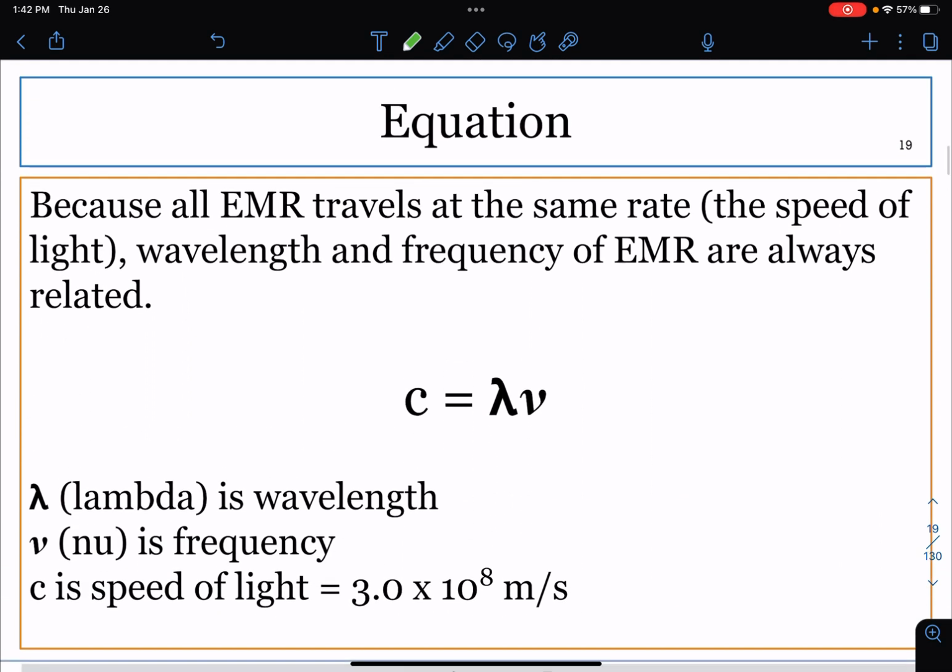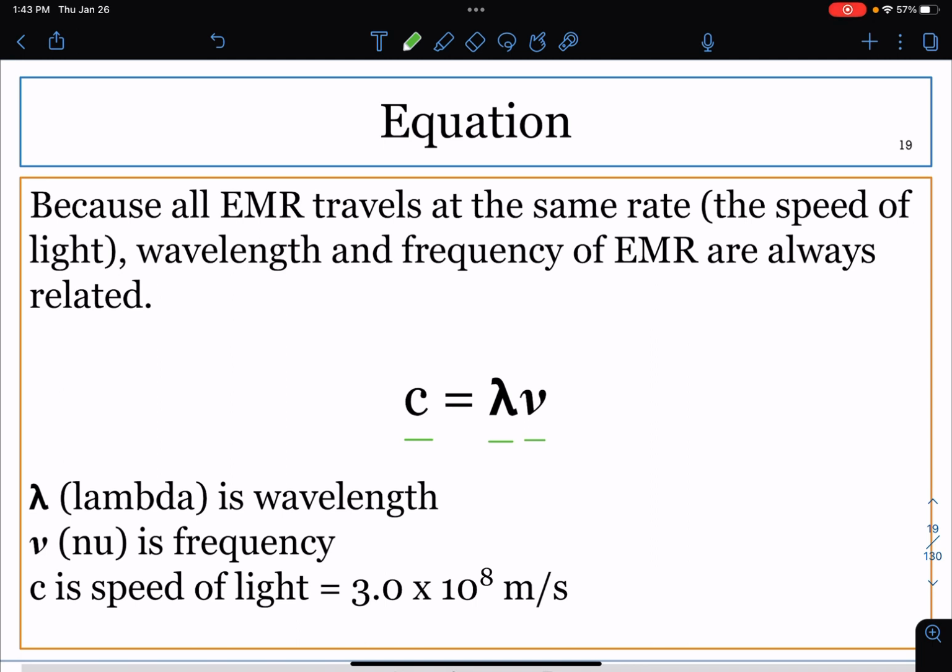Because all EMR travels at the same speed, the speed of light, wavelength and frequency of electromagnetic radiation are always related with this equation. This equation is on the back of your periodic table, of course. In problems, if we are given just the wavelength of the particular type of EMR, we can find its frequency because we will always have the speed of light, which is c, in this equation. Again, here's wavelength, and then here's frequency.